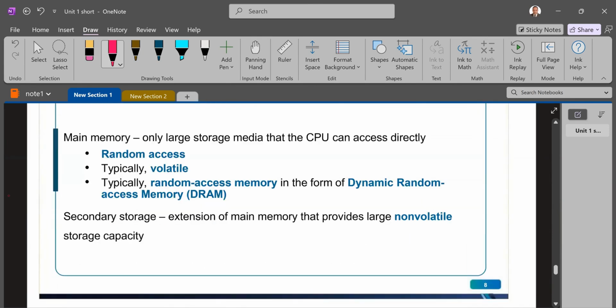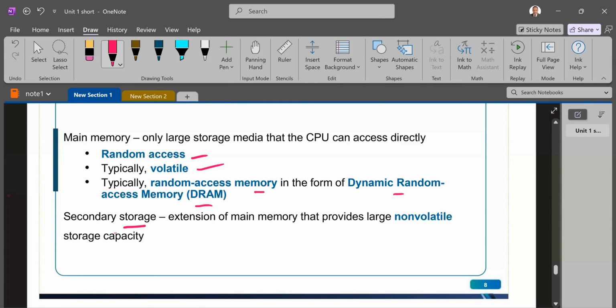Main memory is the largest storage medium that the CPU can access directly. We call it random access memory. It's volatile, meaning that its contents are erased when the device is turned off or when the program is closed. It comes in the form of dynamic random access memory.